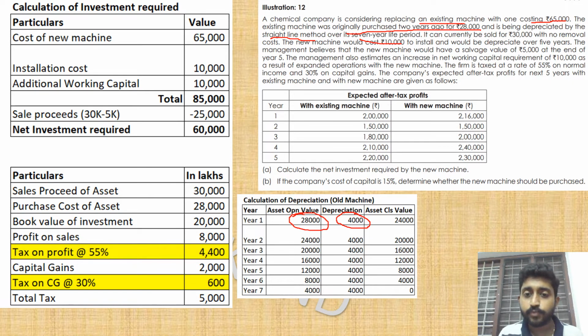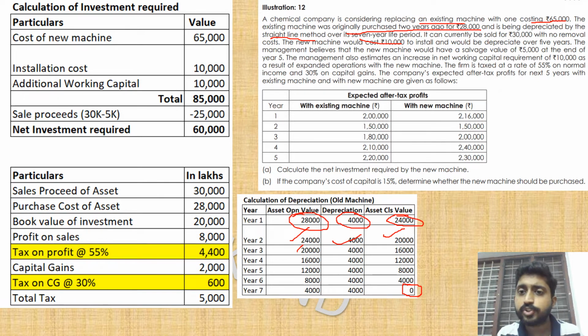So 28,000 minus 4,000, closing value of asset will be 24,000. That will be the opening value for the second year. The same 4,000 will be the depreciation, and the closing value is 24,000 minus 4,000, which is 20,000, which will be the opening value for the year 3. Apply the same logic. At the end of 7 years, it will be fully depreciated. So we have calculated the depreciation for this machine that is already bought.